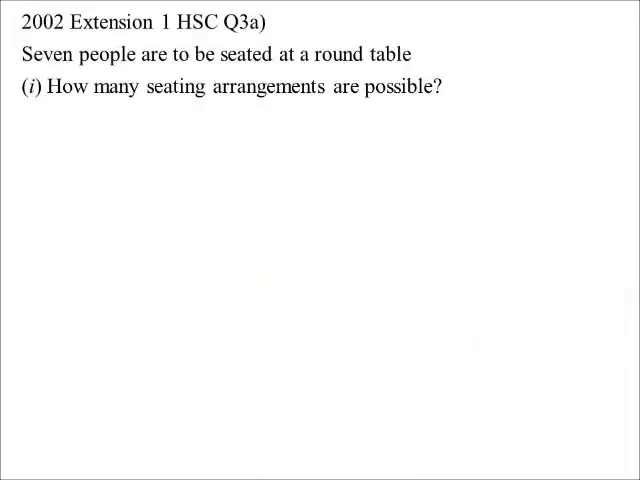This one's from an actual HSC. 7 people now are going around the table. To start off, how many arrangements are possible? So that's just our straight, okay, well, 6 factorial. 7 people in a circle.